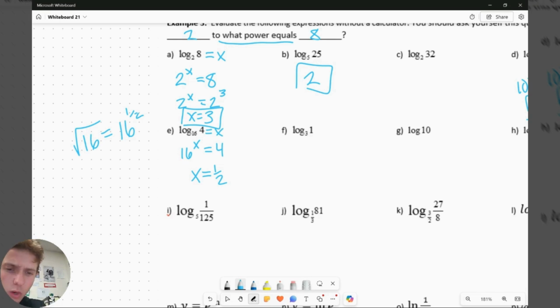f is another good one, because if I think, okay, 3 to some power is 1. Well, raising it to a power to give me 1. Well, anything to the 0th power equals 1. So I know that x in this case would be 0.